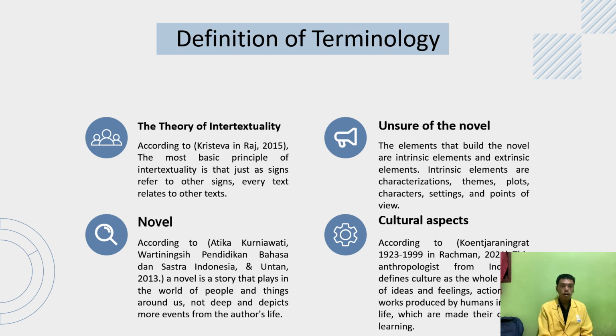Elements of the novel. The elements that build the novel are intrinsic elements and extrinsic elements. The elements are characterization, themes, plot, character, setting, and point of view. Cultural aspect. According to Koentjaraningrat, anthropologists from Indonesia define culture as the whole of ideas, feelings, actions, and work products by humans.